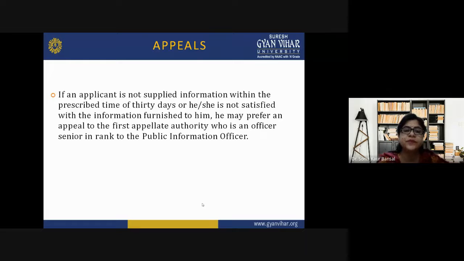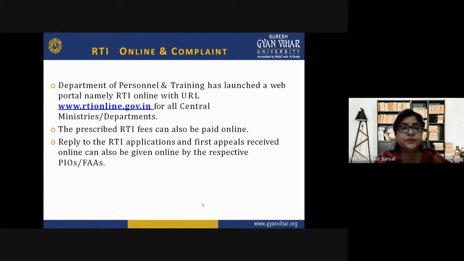Appeals. If an applicant is not supplied information within the prescribed time of 30 days, or she is not satisfied with the information furnished to him, so he may prefer an appeal to the first appellate authority, who is an officer senior in rank to the public information officer. So there is a system of appealing also, that we are not satisfied with the information you have furnished with us. So it's really a very good system.